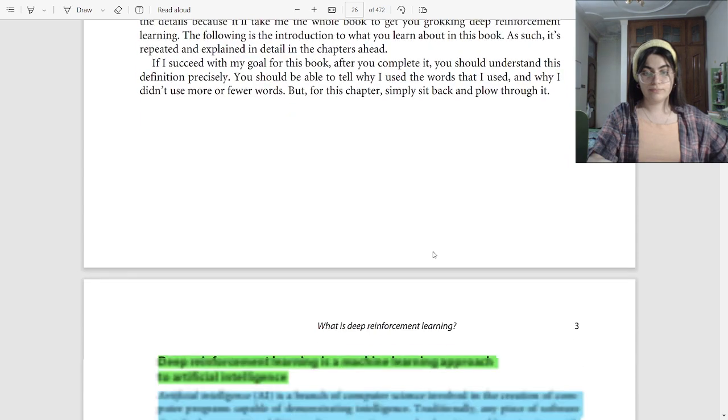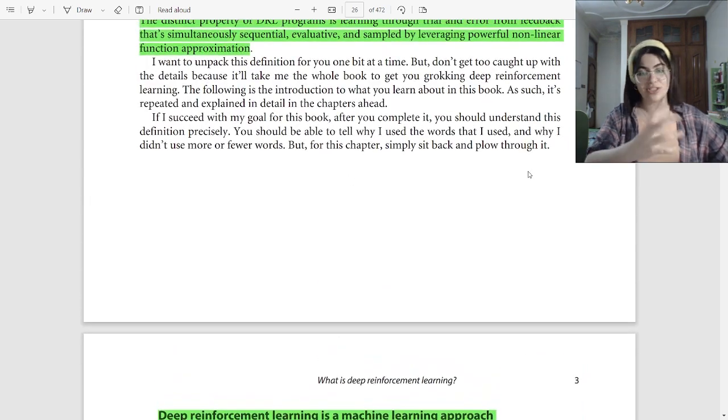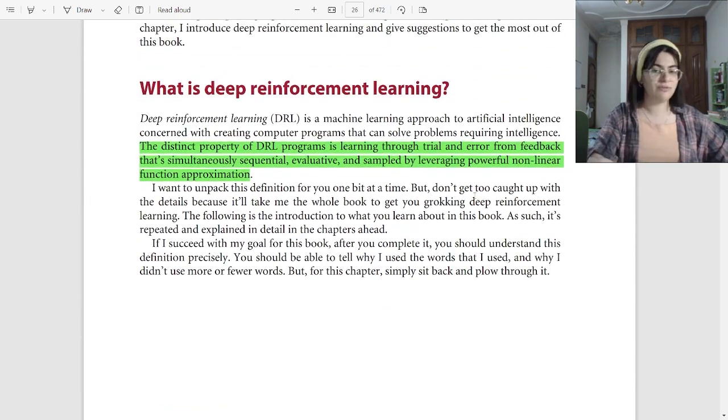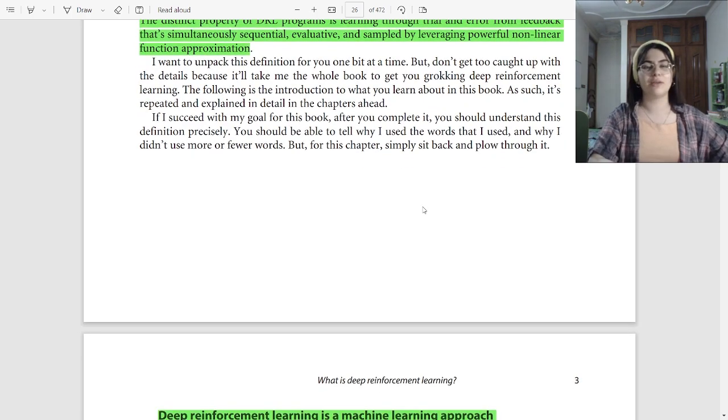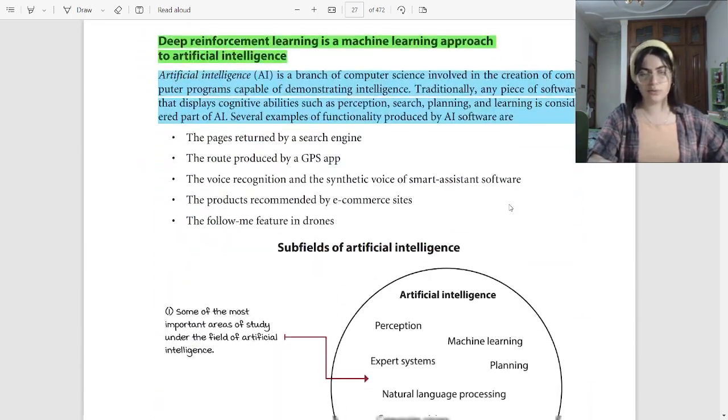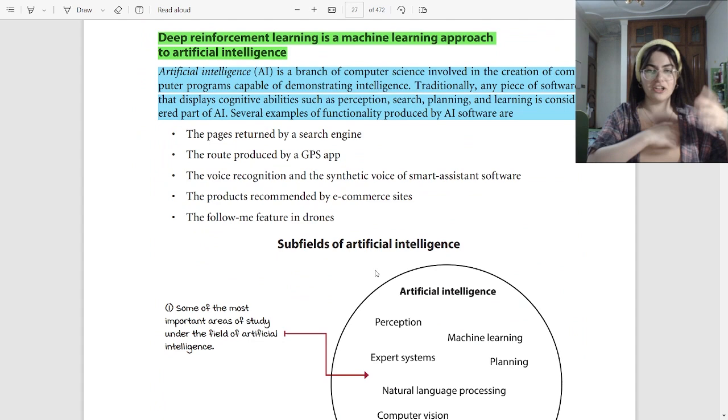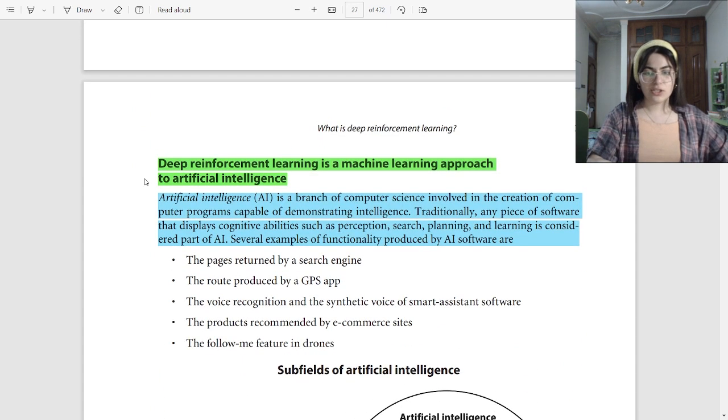So the goal of this book is that we will understand deep reinforcement learning and can implement it in code after our understanding. So we have deep reinforcement learning as a machine learning approach to artificial intelligence. Just think about the sentence: a machine learning approach to artificial intelligence.